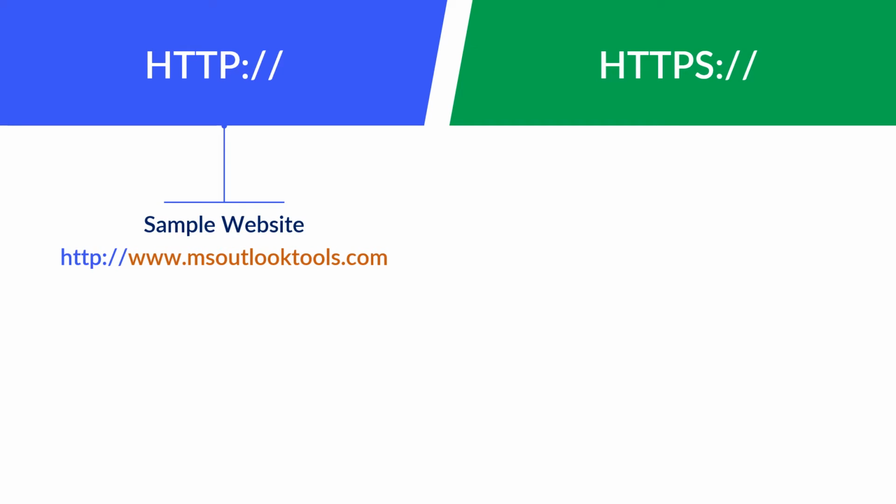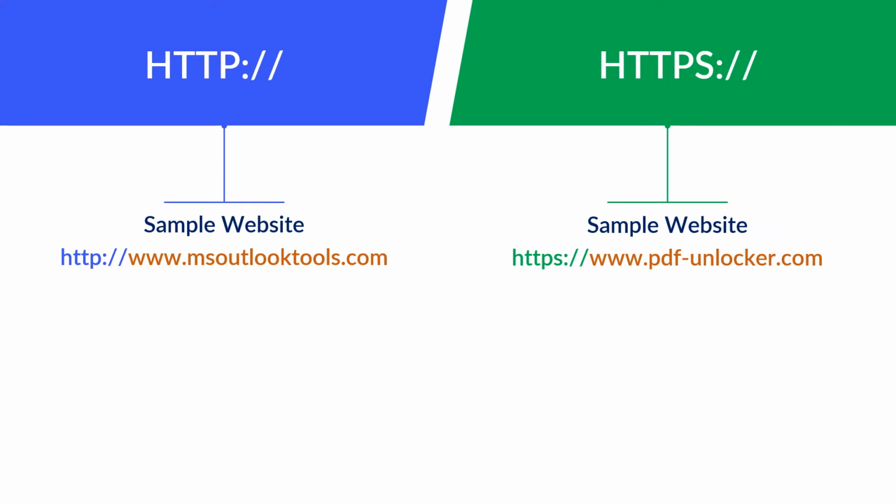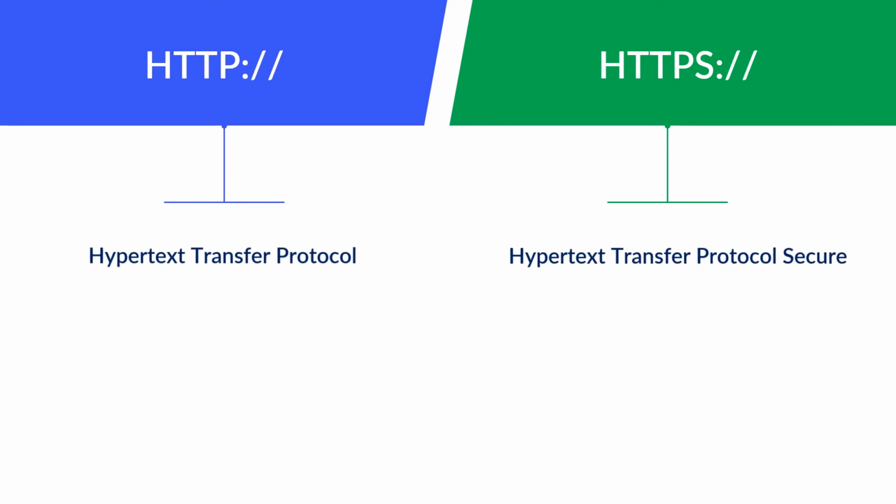HTTP versus HTTPS. MSOutlookTools.com is an HTTP-based website. And PDF-Unlocker.com is an HTTPS-based website. An HTTP web address begins with HTTP:// and an HTTPS web address begins with HTTPS://. HTTP stands for Hypertext Transfer Protocol, and HTTPS stands for Hypertext Transfer Protocol Secure.